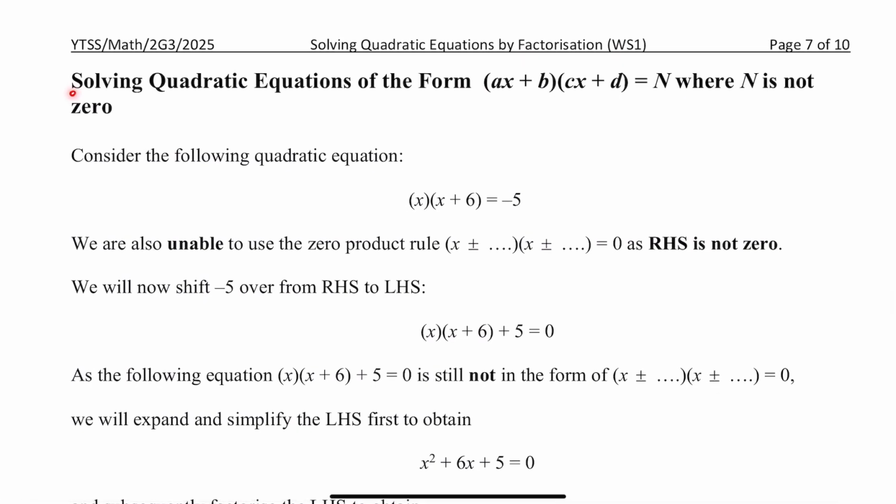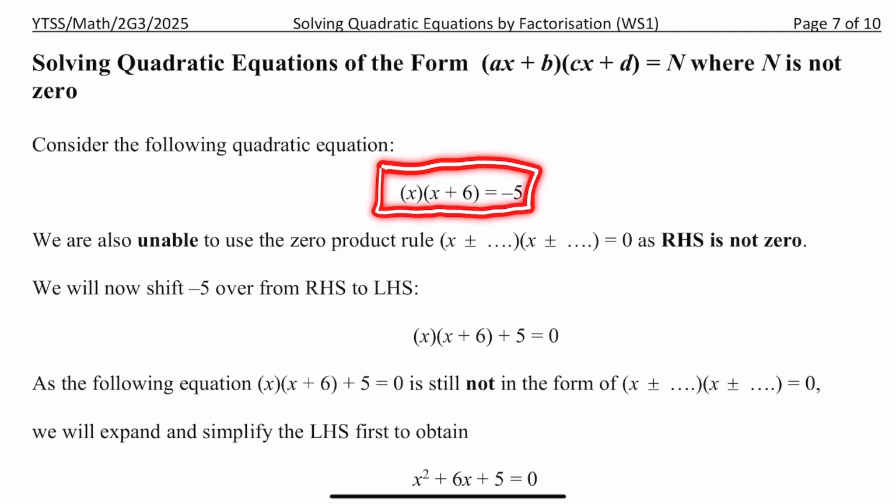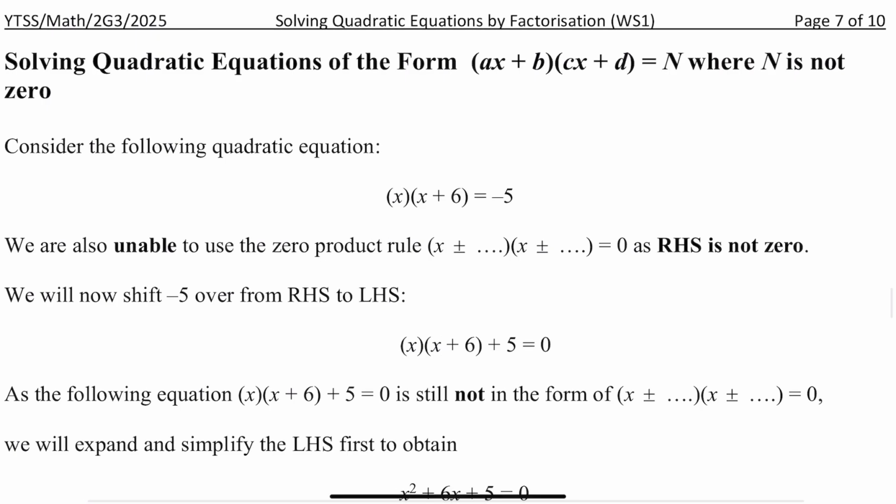How do we solve quadratic equations in the form whereby I have something times something, and now this is not equal to 0 anymore but a certain number? So for example, let's say I have this quadratic equation over here. Okay, I have x times x plus 6 equals to negative 5. Note that in this case, I cannot use the zero product rule anymore.